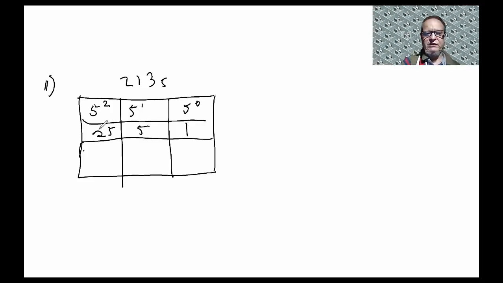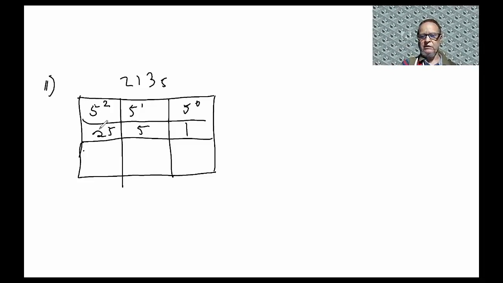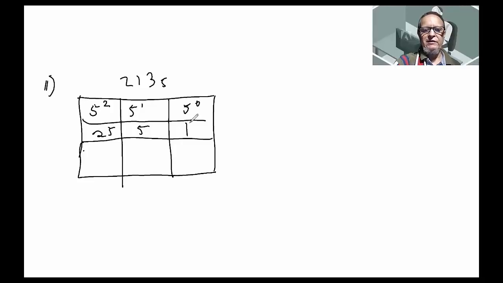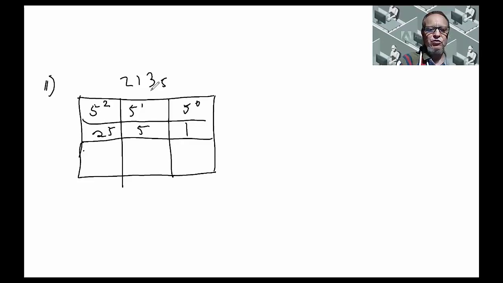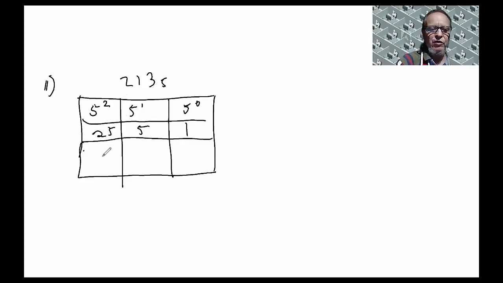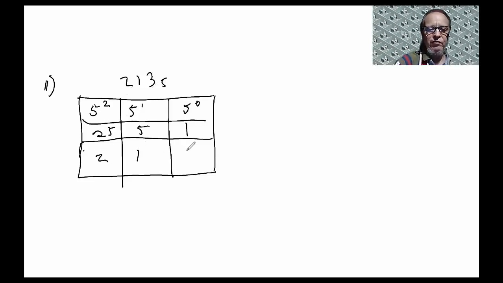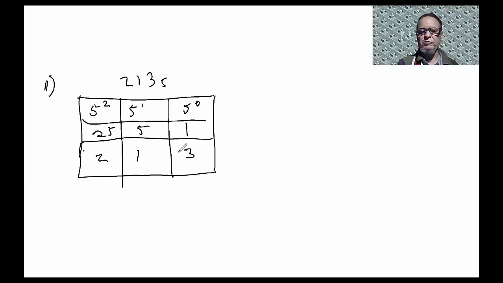So this represents the flats that we used. This represents the rods that we used. And this represents the units that we used. So what I'm going to do is take this number 2, 1, 3 and put it in its proper column in my boxes here.